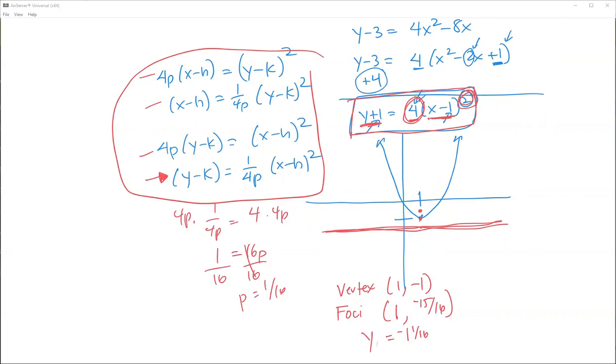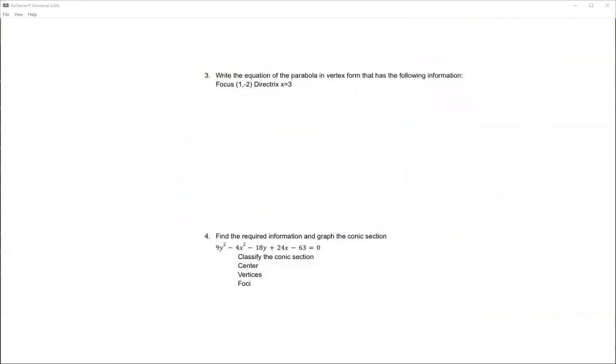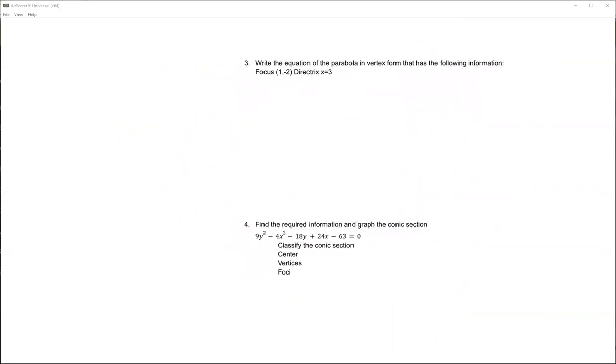Cool. All right. Let's go to number 3. Write the equation of the parabola in vertex form with the given information. You have the focus of 1, -2. Let's graph this. 1, -2 is here, 1, and then -2. Okay. And the directrix is x is equal to 3.